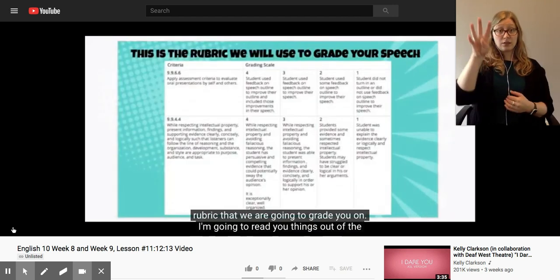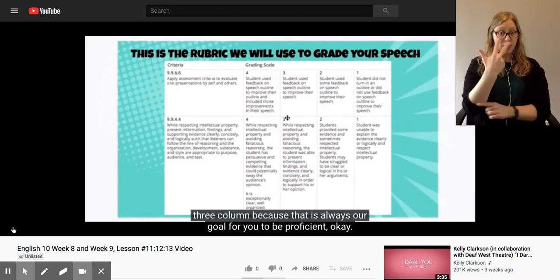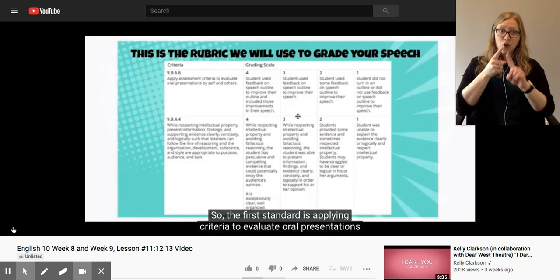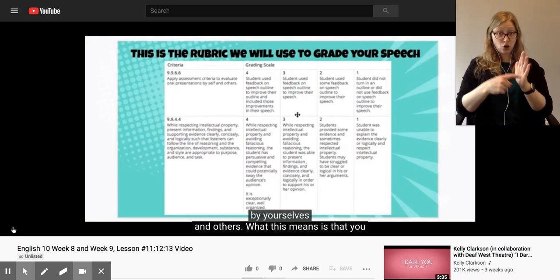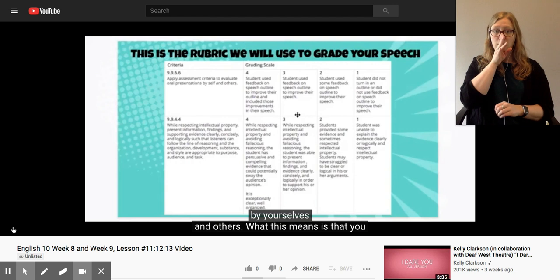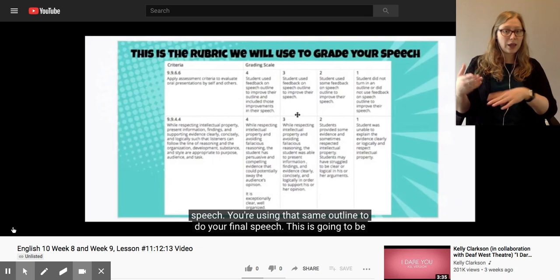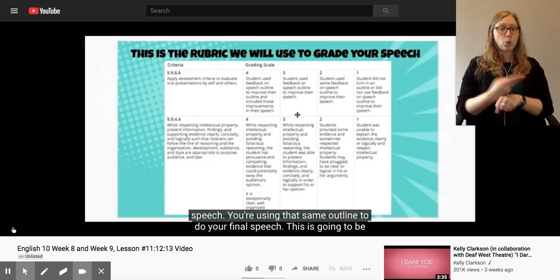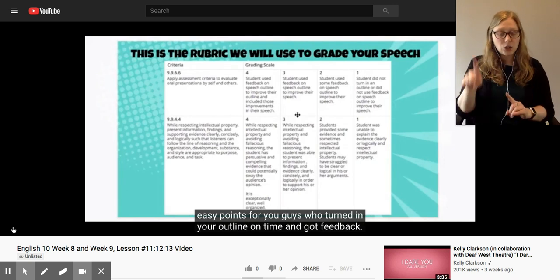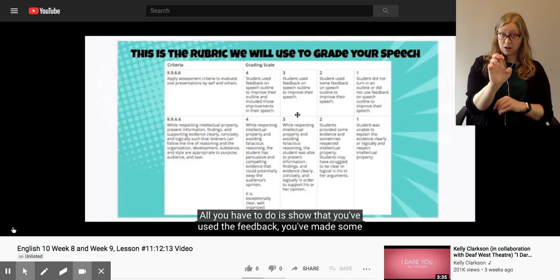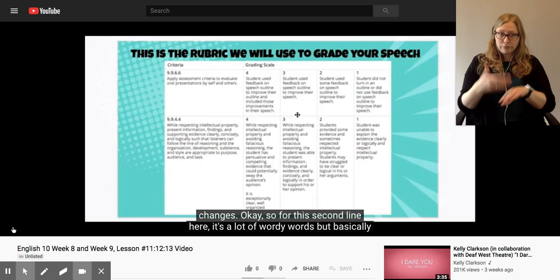So, this is the rubric that we are going to grade you on. I'm going to read you things out of the 3 column because that is always our goal for you, to be proficient. So the first standard is applying criteria to evaluate oral presentations by yourselves and others. What this means is that you used the feedback that we gave you on your outline to improve your final speech. You're using that same outline to do your final speech. This is going to be easy points for you guys who turned in your outline on time and got feedback. All you have to do is show that you've used the feedback. You've made some changes.